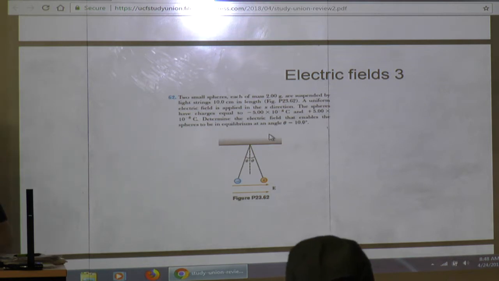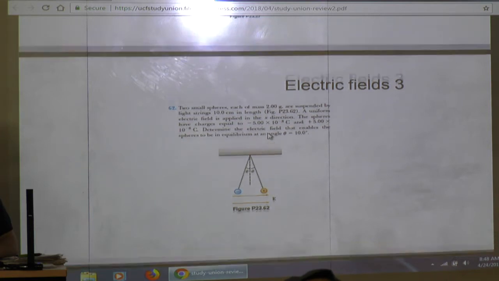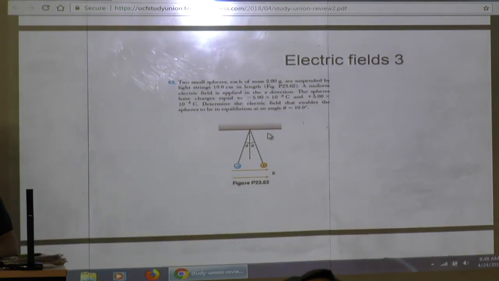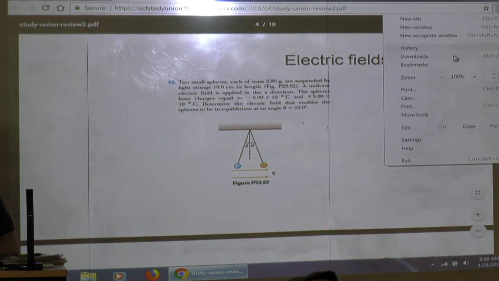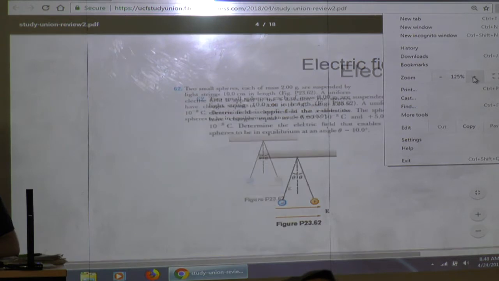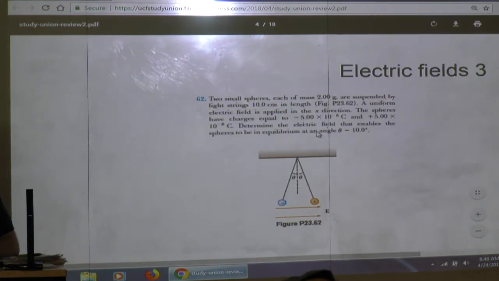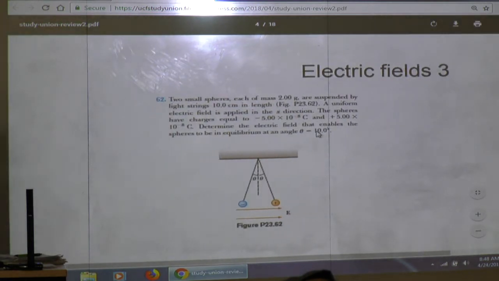Can I zoom in a bit? I probably can. Now, how do I do that? The 3 dots in the top right corner. How's that? Can you see? Fantastic.